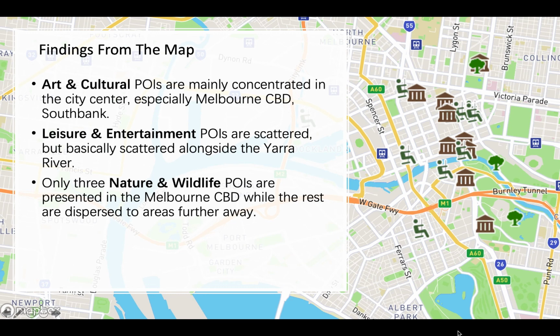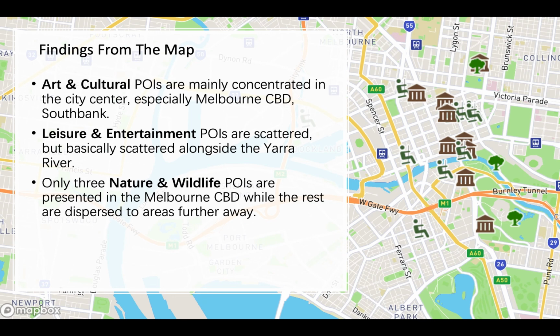First, for findings from the map. Art and culture POIs are mainly concentrated in the city center, especially Melbourne CBD and Southbank. So it is recommended to arrange several destinations to visit together. Leisure and entertainment POIs are scattered, but basically alongside the Yarra River, which might be due to the fact that the sceneries along the river are more attractive.